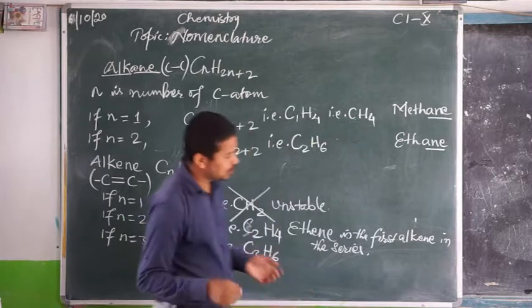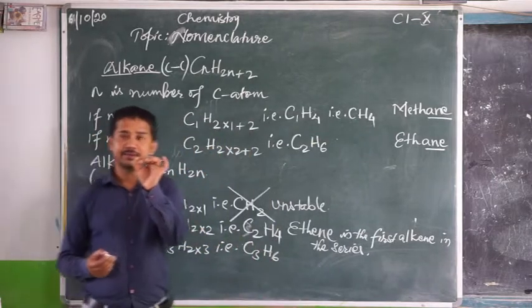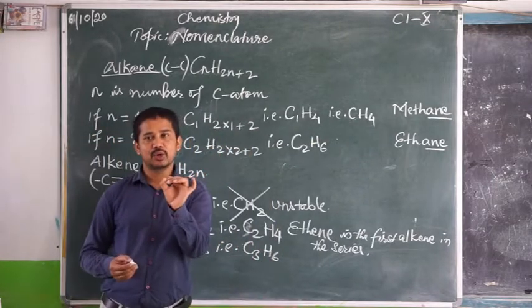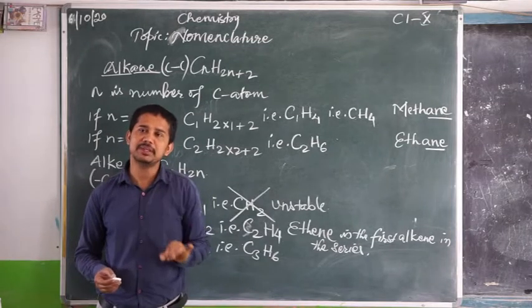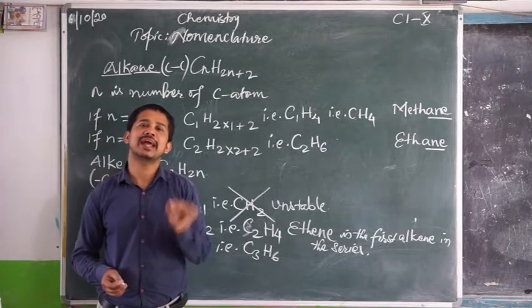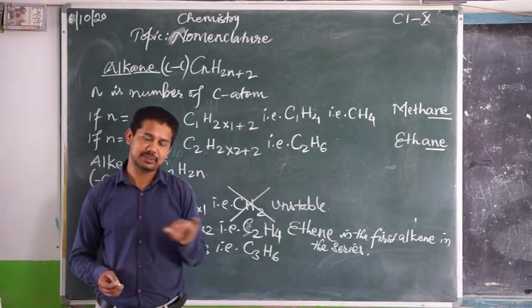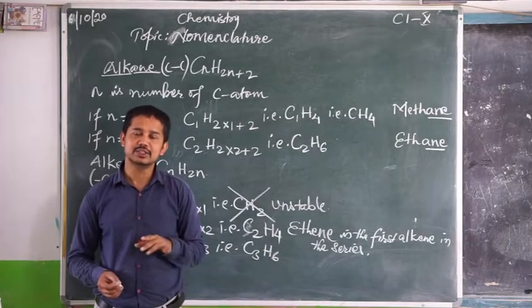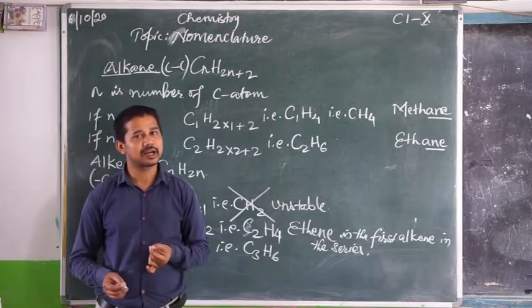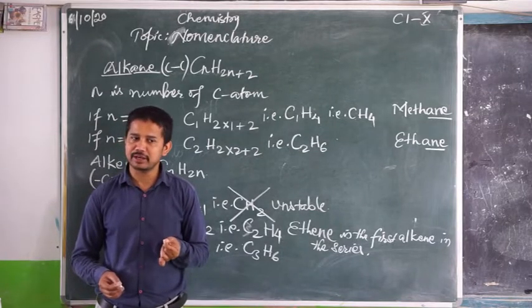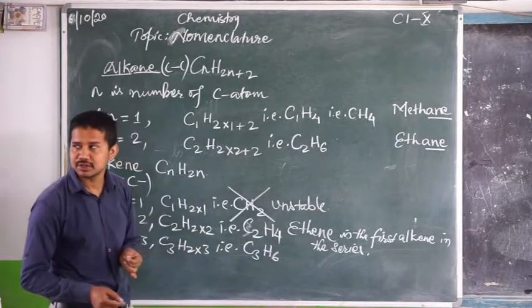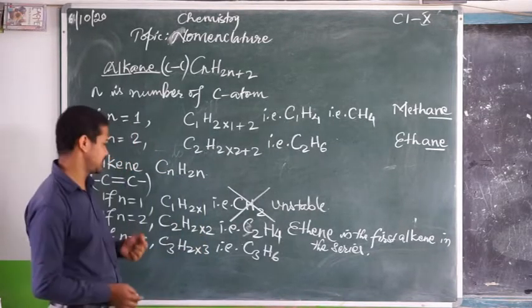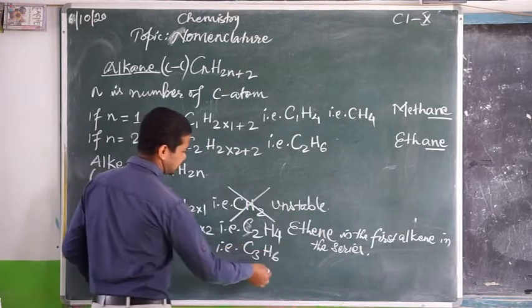So if there is an alkene with carbon number 14, then what will be the number of hydrogen atoms in that particular compound? It is 2 into the number of carbon atoms, that is 14. 2 into 14 makes 28. So the formula becomes C14H28.